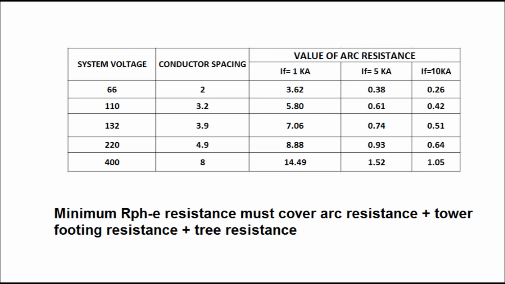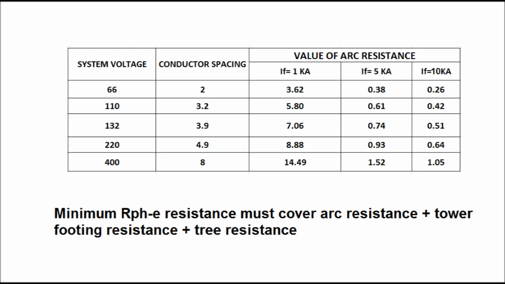For a 220 kV system, as the conductor spacing between phases is more, for the same fault current, that is IF equal to 1 kiloampere, the arc resistance comes as 8.88 ohm, for IF equal to 5 kiloampere it is 0.93 ohm, and for IF equal to 10 kiloampere it is 0.64 ohm.